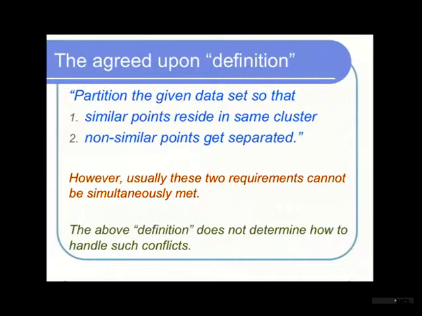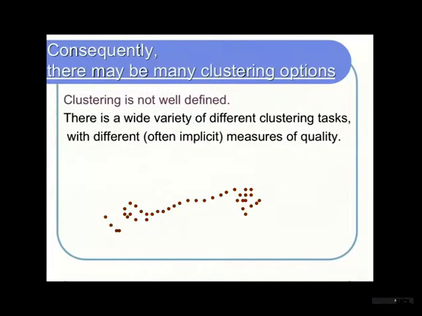The other problem is that since we cannot satisfy both of them simultaneously, the definition doesn't tell us how we should handle the conflict between the two parts of the desirable properties of clustering. As a result, clustering is not well defined. This is not a clear definition.